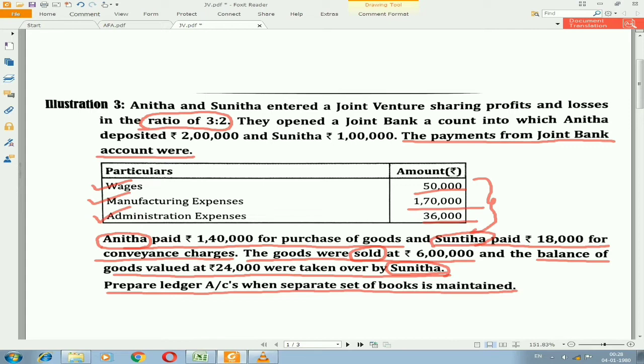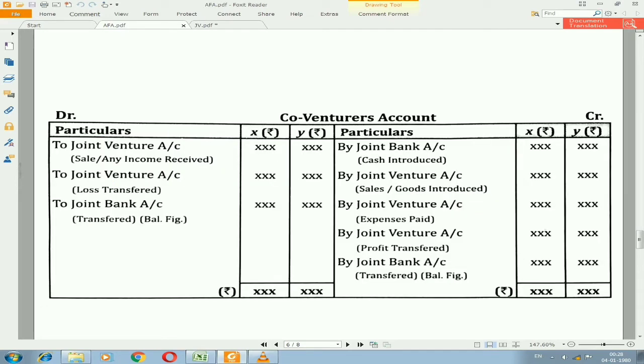Now let us go with the second account that we are supposed to prepare, that is the co-ventures account. Usually when we are preparing the co-ventures account, we need to consider how many co-ventures there are. In this we have two, Anita and Sunita. So this is the format usually we record. Remember always while solving this co-venture account, you need to record the first entry on the credit side, that is joint bank account. That is a compulsory entry in all the illustrations. First record this, then we can move forward. No entries will be recorded just by seeing the illustration. You just need to transfer the entries related to co-ventures.